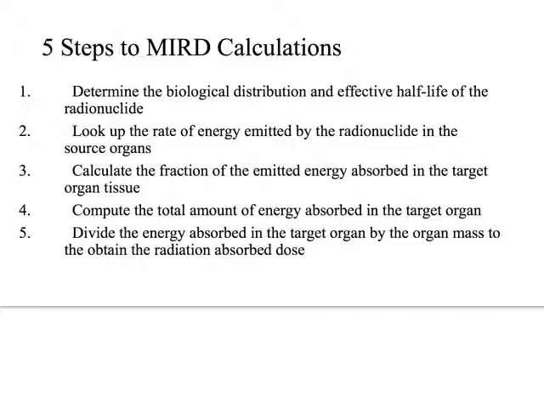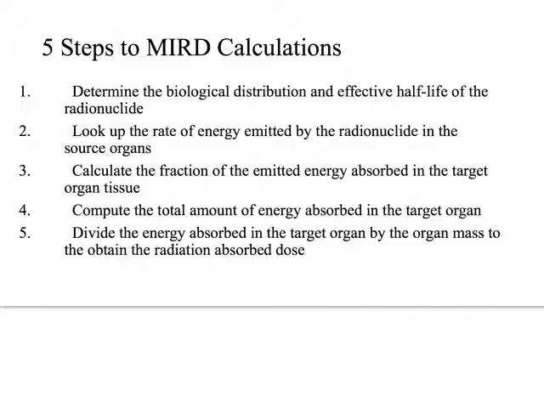Okay. So what they would then have to do is determine the biological distribution and effective half-life of that nuclide. How quickly is your body going to eliminate it, and what is the half-life of the pharmaceutical, right? Then they're going to look at the rate of energy emitted by that nuclide to the source organs. So they're going to have to define a whole bunch of different source organs for your body. I'm interested in, for example, breast tissue. I'm interested in prostate. I'm interested in eyes. I'm interested in gonads. All of those things that have increased radiosensitivity, okay?